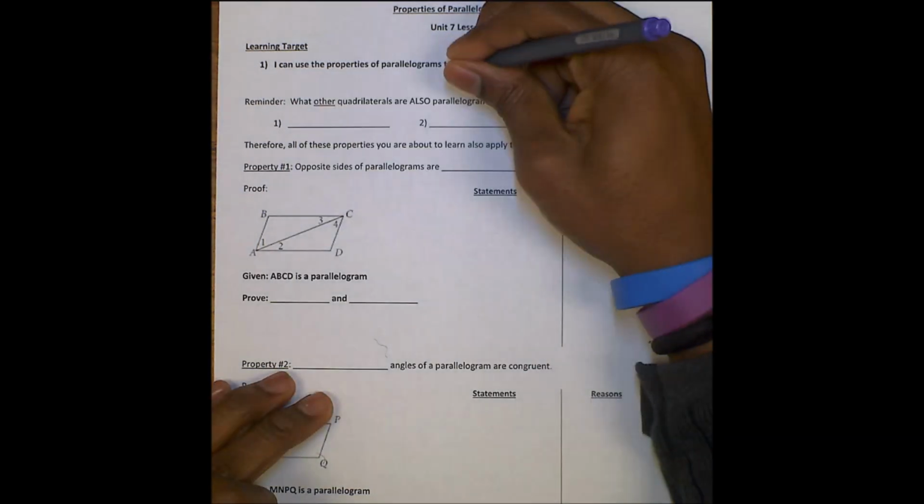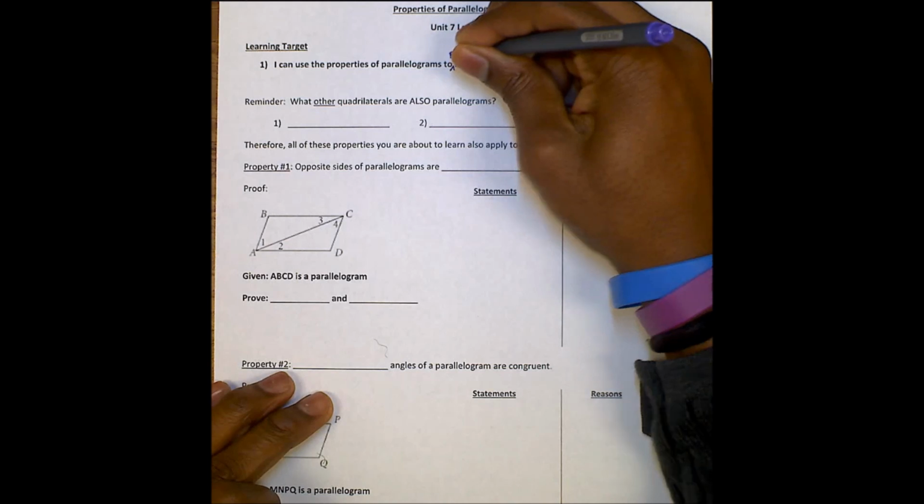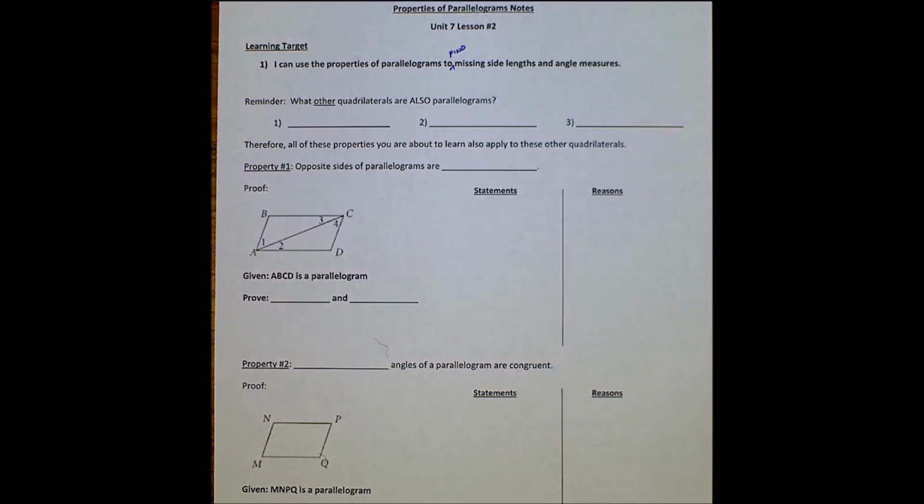Today we're going to talk about properties of parallelograms. At the end of this video, you should be able to use the properties of parallelograms to find missing side lengths and angle measures.